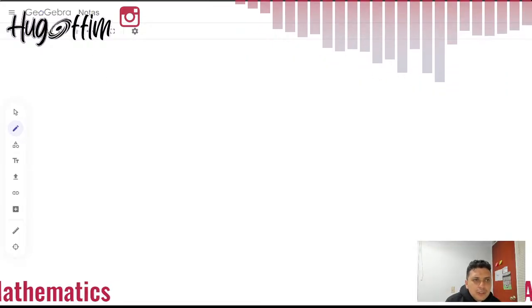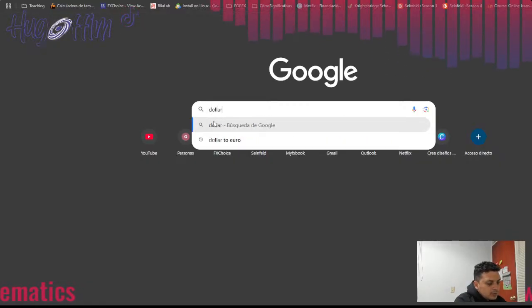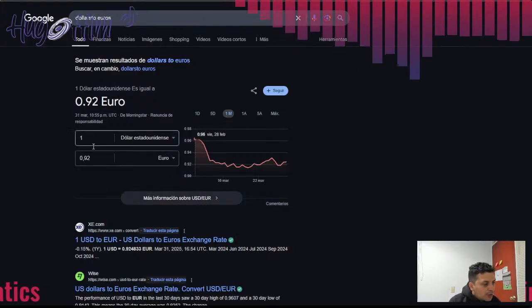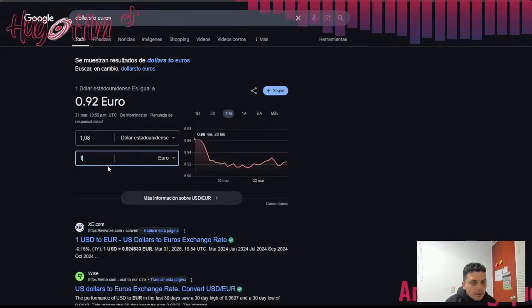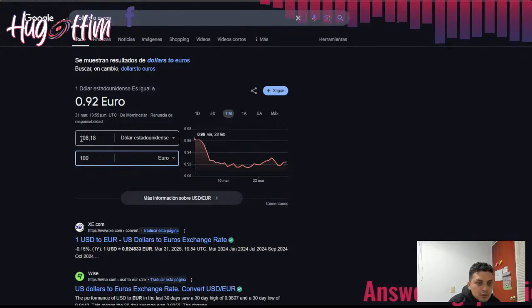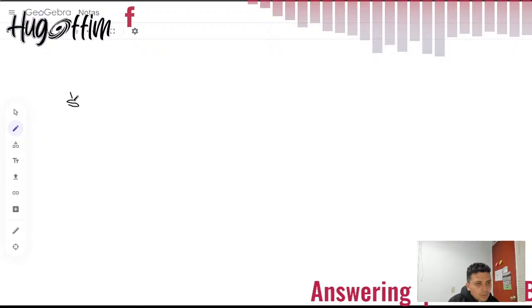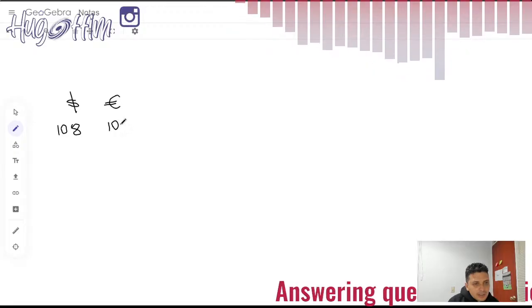Okay, so I don't know how much is $1 in euros right now. Let's see. Dollars to euros. For example, when you put here dollars to euros, it says like 0.92 euros is $1, but let's put like, for example, $1, 1 euro and dollars. Okay, so it's around 108 dollars is 100 euros. So for example, I know that $108 it's the same as 100 euros.